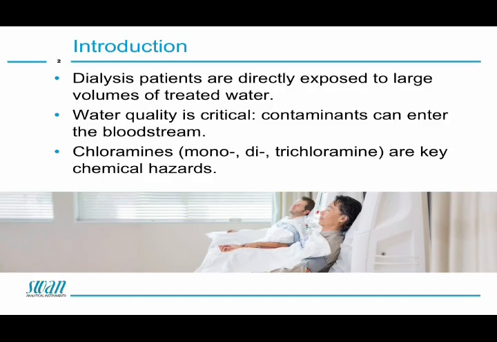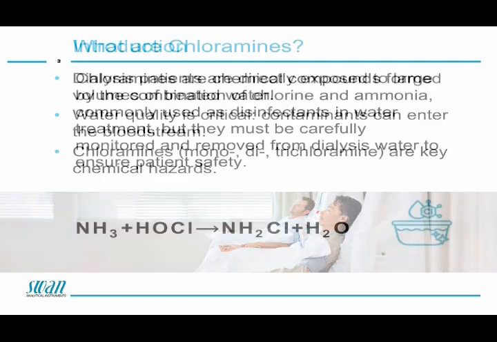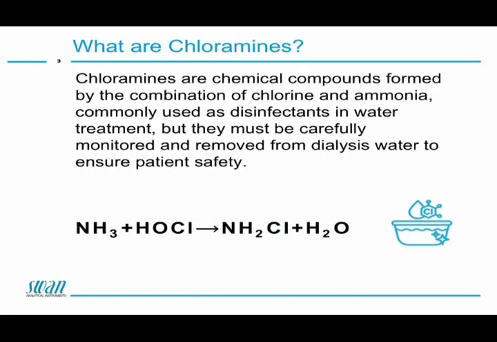How do they form? Chloramines generally are chemical compounds formed by a combination of chlorine and ammonia. Ammonia is often also added at the water treatment plant to amend and to control pH. So chlorine and ammonia can combine to form chloramines. They must be carefully monitored and obviously removed from dialysis water to ensure patient safety.